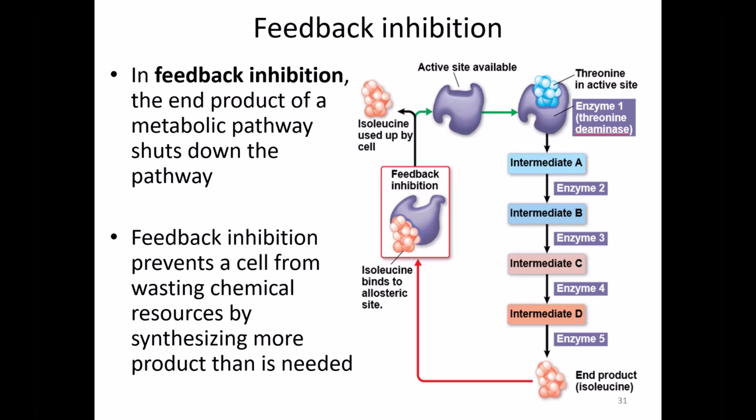Feedback inhibition is when the end product of a metabolic pathway feeds back to an earlier reaction and inhibits an enzyme earlier on in the pathway. So feedback inhibition prevents a cell from wasting chemical resources by synthesizing more product than is needed. So in this example, isoleucine is the end product, and isoleucine actually feeds back and inhibits the first enzyme in this metabolic pathway. So isoleucine can bind right here and inhibit enzyme 1 from progressing on the pathway.